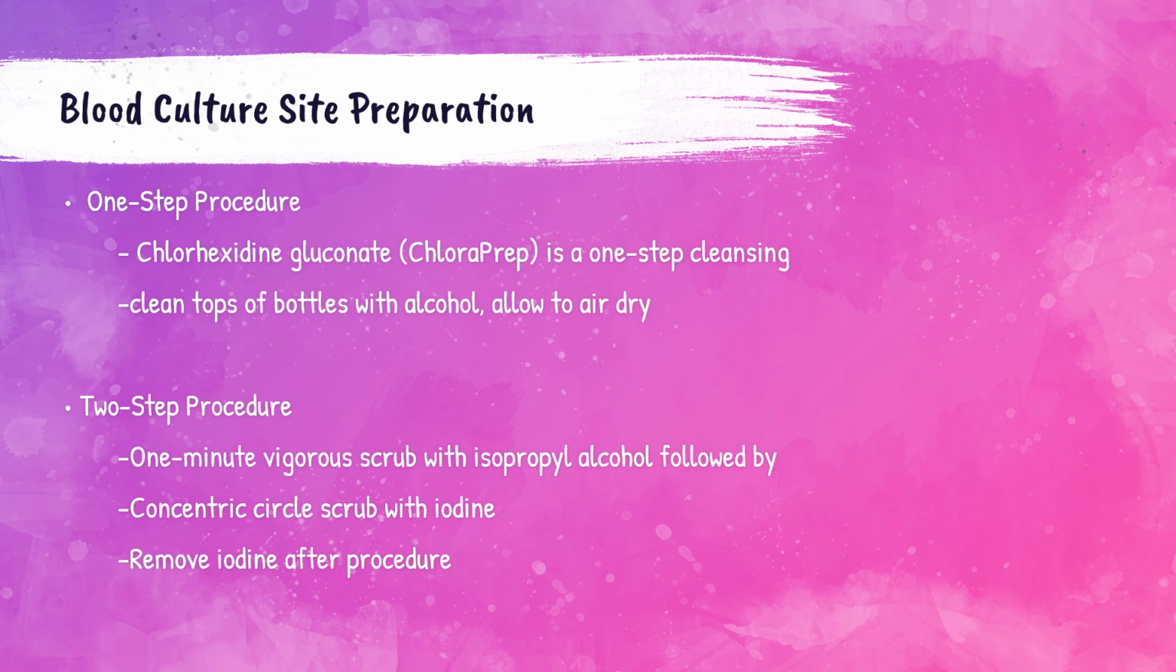Now, the 2-step procedure involves a 1-minute rigorous scrubbing of the patient's skin with isopropyl alcohol. After that step, iodine must be scrubbed on the skin using concentric circles. When I'm saying concentric circles, this means that it must be scrubbed starting from the center and worked outwards. Of course, the tops of the blood culture vials must also be cleaned with alcohol and allowed to air dry for this 2-step procedure as well. Now, after the 2-step procedure, the iodine on the patient's skin should be cleaned off with an alcohol wipe to prevent irritation of the skin.